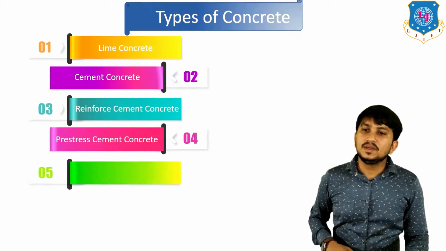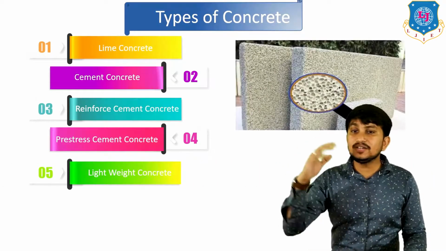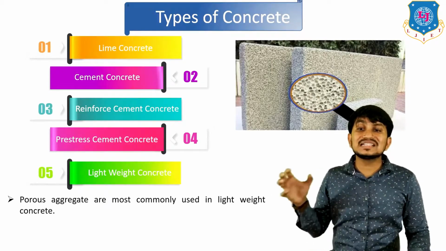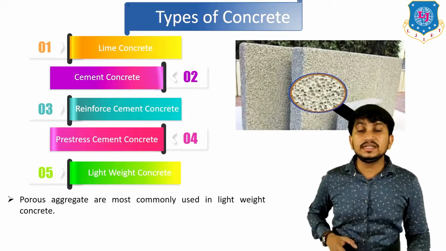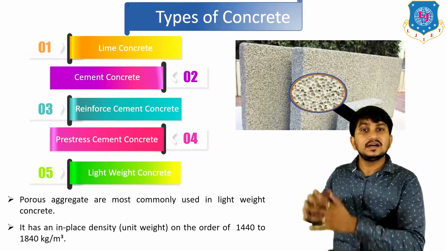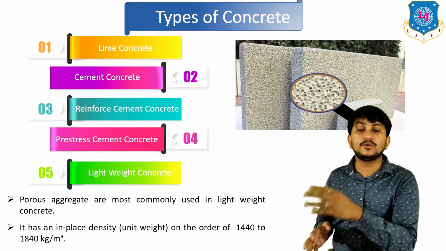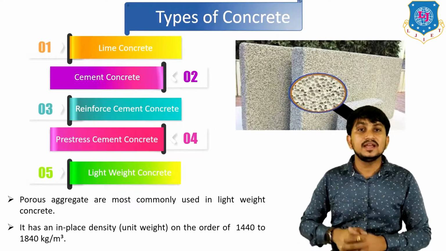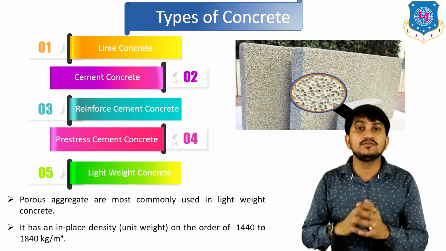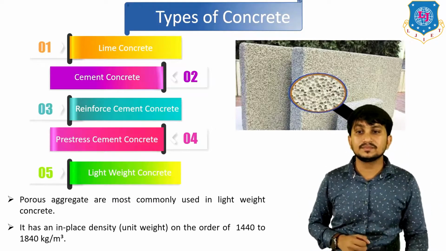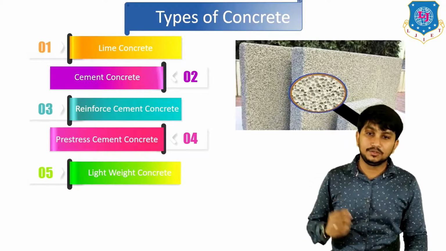Now let's discuss the fifth type of concrete, which is lightweight concrete. For that, generally porous aggregates are most commonly used in lightweight concrete. It has a density in the order of 1440 to 1840 kilogram per meter cube. The general cement concrete has a density of about 2400 kilogram per meter cube. That's why it is lightweight.